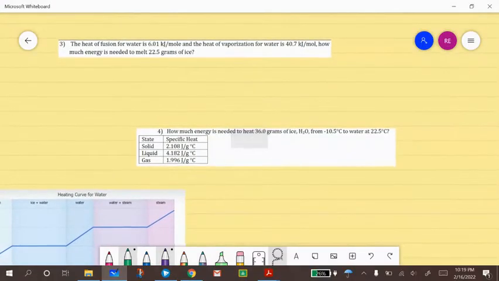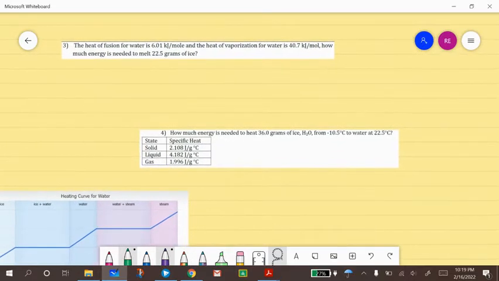All right, let's take a look at question 3. Question 3, the heat of fusion for water is given as 6.01 kilojoules per mole, and the heat of vaporization is also given. How much energy is needed to melt 22.5 grams of ice? So again, you have to decide, do we want heat of fusion or heat of vaporization? Melting and freezing is all about the heat of fusion. So we're going to use our 6.01 in this case.